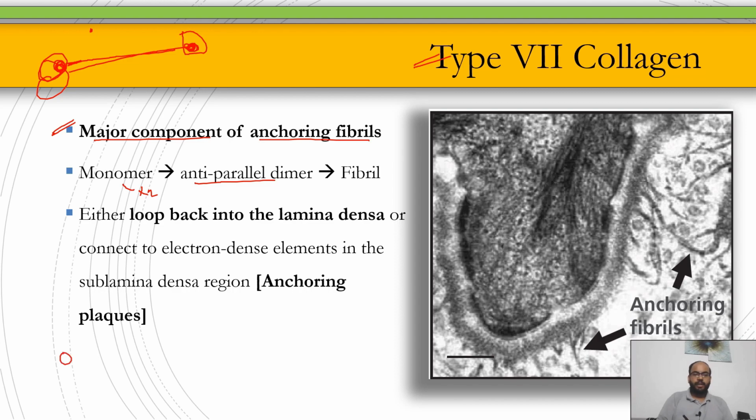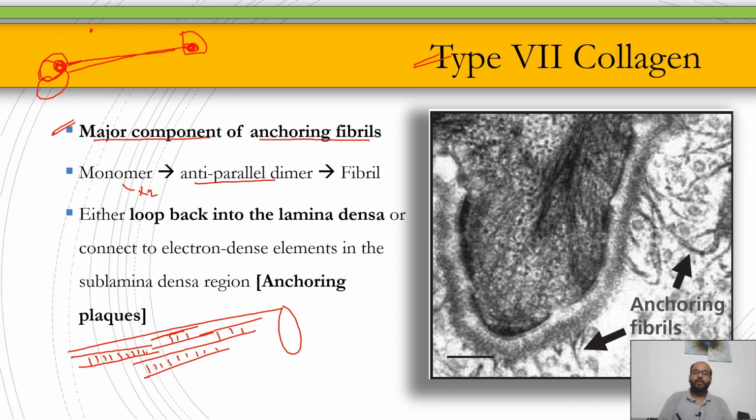So let me show you again. Let's see, you have one collagen, then you have another collagen, then you have bonds in between, okay, and then the globular heads are removed. When the globular heads are removed, it becomes an anti-parallel dimer. Two of those dimers join together, then you have three dimers, many more dimers, and this whole will become a tube. Okay, and this tube is the anchoring fibrils.